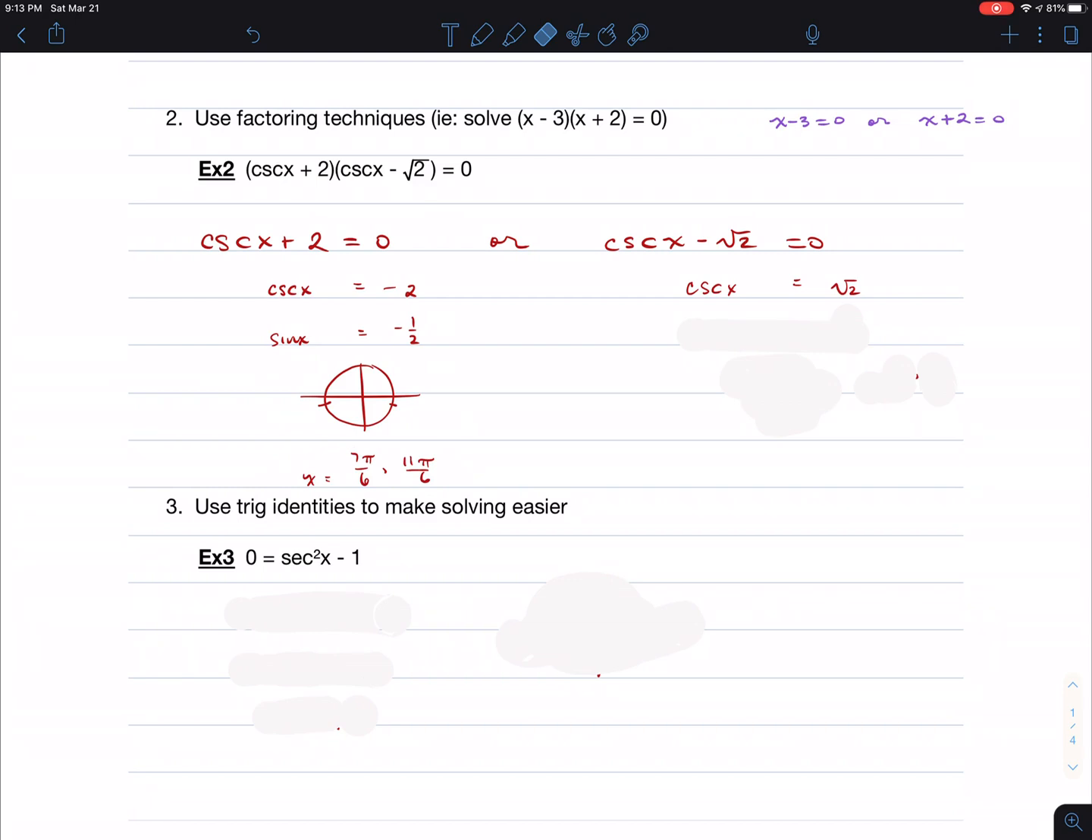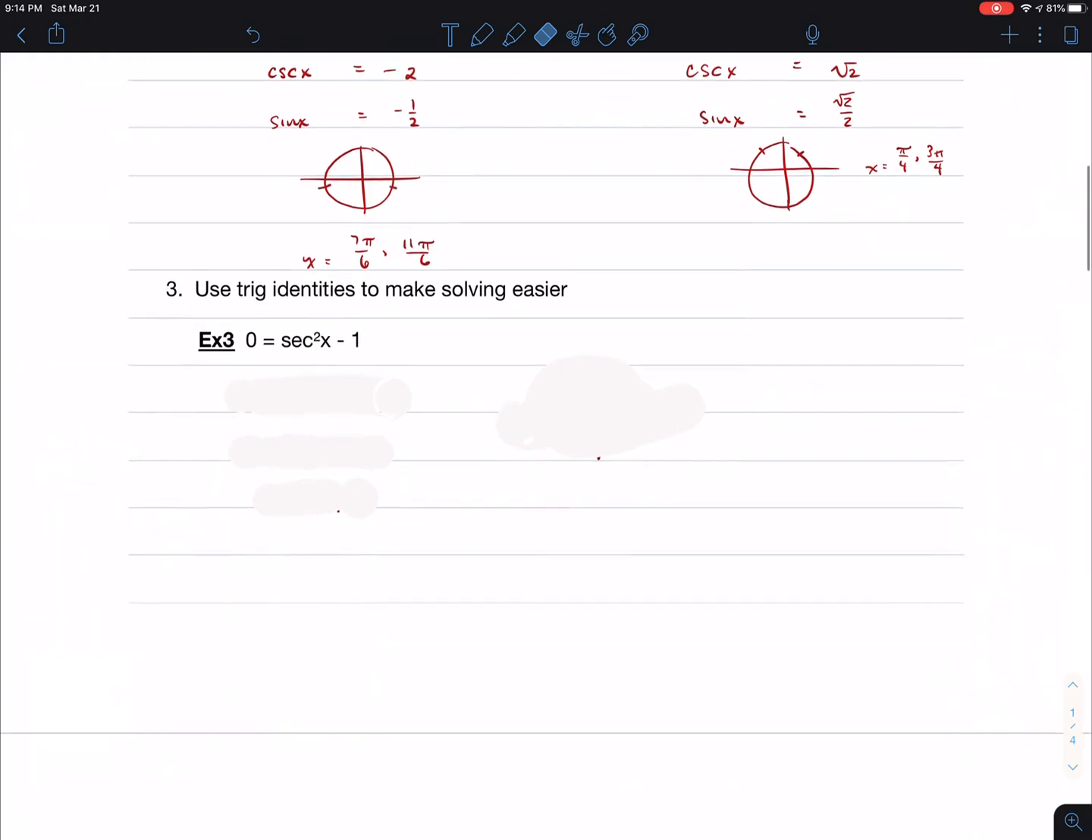Let's go back to the right side of the equation and continue solving. If cosecant is equal to the square root of 2, then sine is going to equal the reciprocal of that, and the reciprocal of root 2 is 1 over root 2. Rationalize the denominator and you'll get root 2 over 2. My unit circle says that this is going to occur at pi over 4 and 3 pi over 4. So this particular example number 2 has 4 solutions, and all 4 of those would be legitimate solutions. They would go in the answer blank if you were taking a paper test.